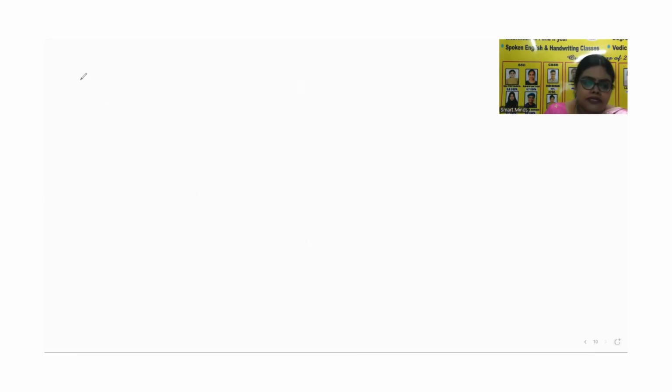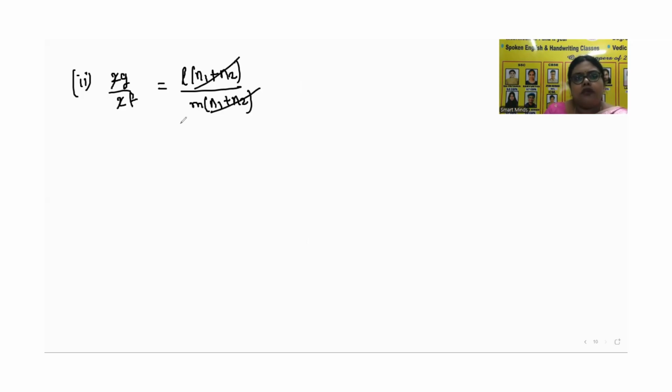Now we shall prove the second bit. So for second bit, what do we have to prove here? AF square is equal to BG square. So let us consider 2G by 2F. So here 2 to cancel. G by F is L into n1 plus n2 by M into n1 plus n2. n1 plus n2 cancel. So you get G by F is equal to L by M.